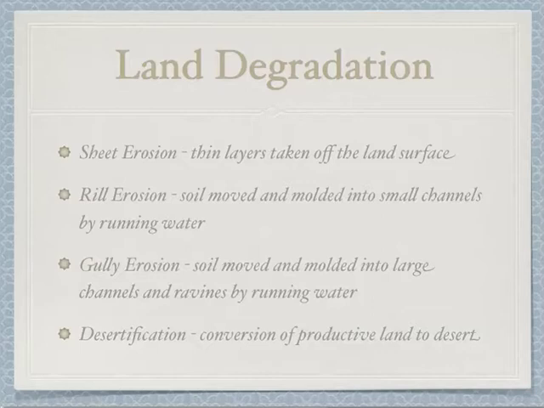Rill erosion is when soil is moved and molded into small channels by running water. So if we see small streams, we can see rill erosion taking place. Gully erosion is when soil is molded and moved into larger channels or ravines by running water. This is the type of erosion we see when rivers break through.